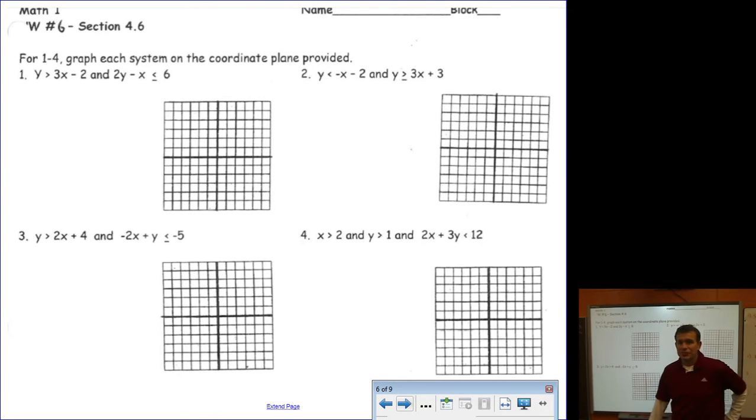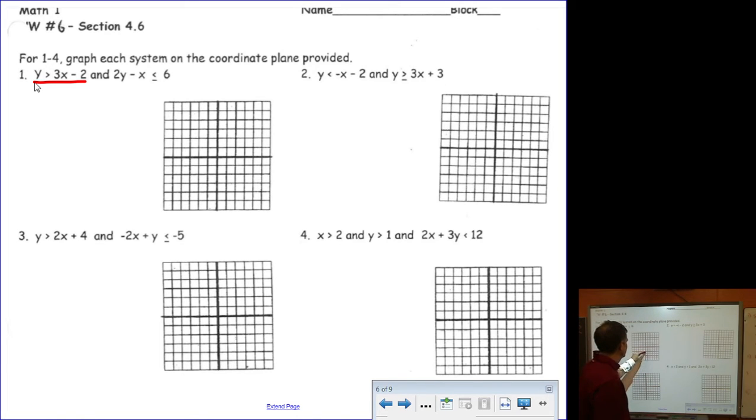All right, let's go through the problems. I will do these color-coded. In this first one, the y-intercept is -2. It's got a slope of up 3, right 1. So I can graph it fairly quickly. It's a dashed line because it's not or equal to. And since y is greater than, it is on the above the line side.